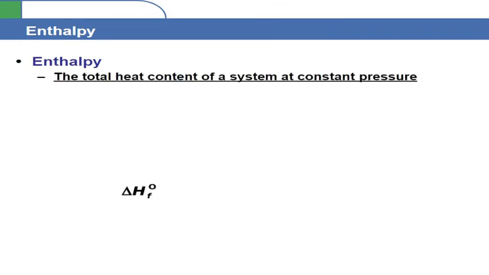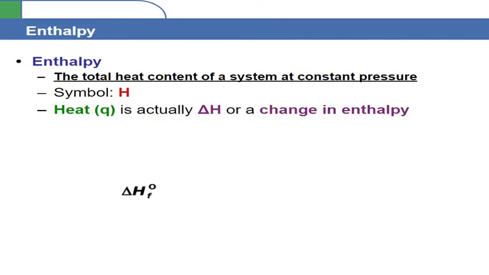Now, enthalpy is the total heat content of a system at a constant pressure. Pressure matters a lot, and we're just going to assume that pressure doesn't change for purposes of our calculations. Now, symbol H represents enthalpy. All right, remember, this is the total heat content.